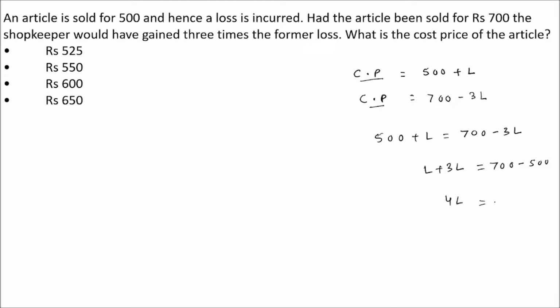So L plus 3L is equal to 700 minus 500. 4L is equal to 200. L is equal to 200 upon 4. L is equal to 50. So what is our question here? What is the cost price of the article? The cost price of the article is 500 plus L. L is 50. So 500 plus 50 means 550.